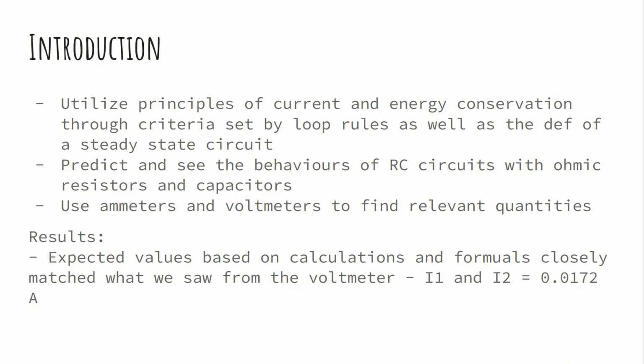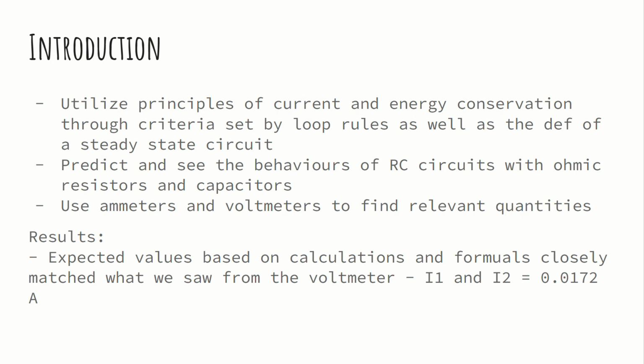So what we're doing here is utilizing the principles of current and energy conservation through some criteria that we set using Kirchhoff's loop rules, as well as the basic definition of a steady-state circuit. Our idea is to see how circuits react and work and measure certain values like current, but specifically, we want to see how RC circuits work with ohmic resistors and capacitors. So we're going to connect a light bulb to an RC circuit and to a capacitor. We're going to see what happens. That's in part 2 of the experiment.